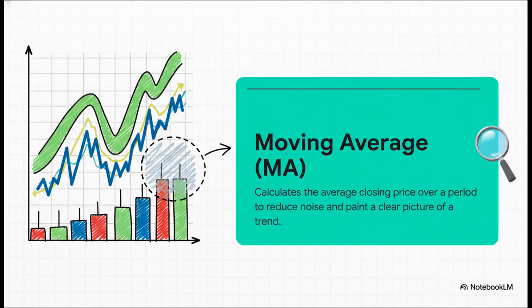So what is this thing exactly? Well, a moving average, or MA for short, does just what its name says. It calculates the average price over a set period of time, say, the last 20 days or the last 20 hours. Its entire job is to filter out all that short-term market noise and give us a much clearer picture of where the market is really headed.